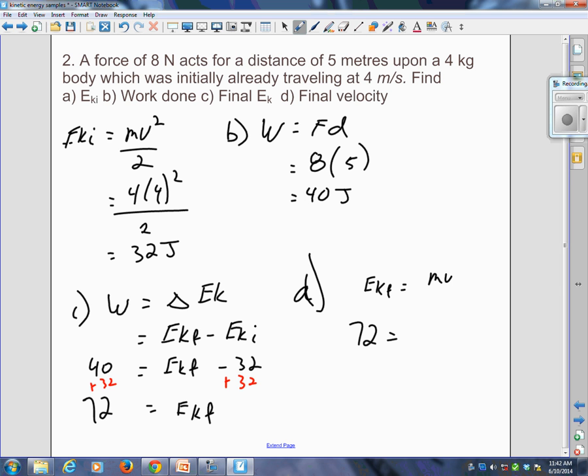For whatever reason, I've learned both ways, mv squared over 2 and 1/2 mv squared. They're both the same thing. It would look different, it's no big deal. So V is going to be the square root of 2 times 72 divided by 4.